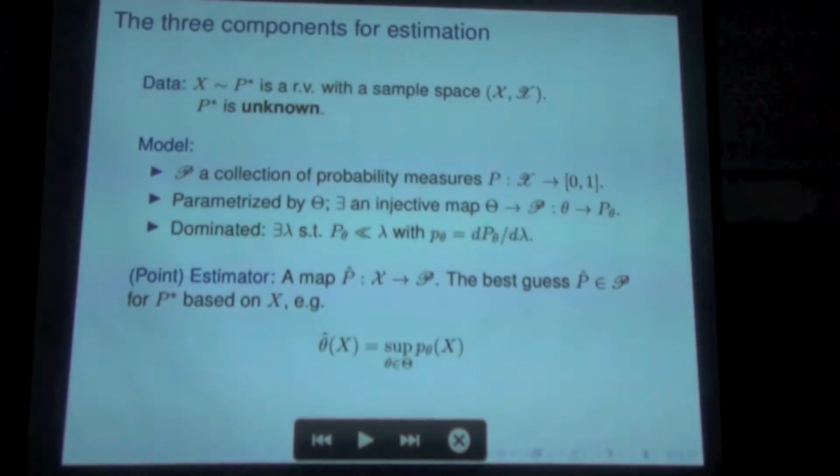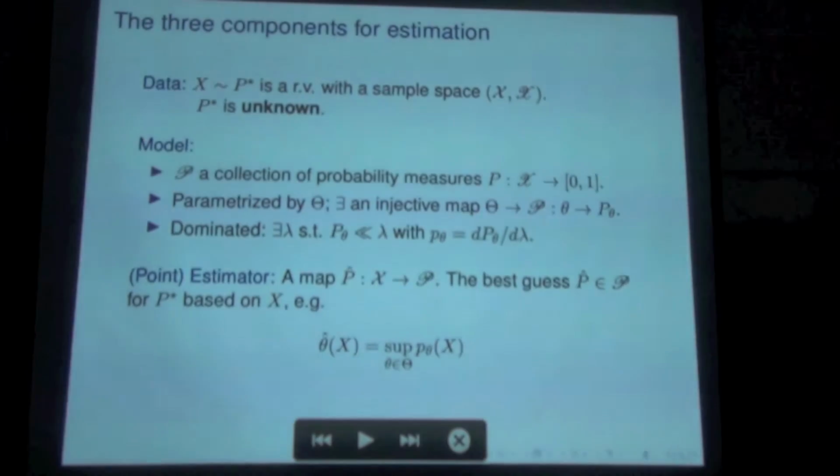Ideally, we would like our estimator to give the best guess p hat inside the family, the one that is closest to p star. That is going to be the problem. So based on the data, we generate an output that I call p hat, and ideally it will be the closest to p star. Remember, p star is unknown.